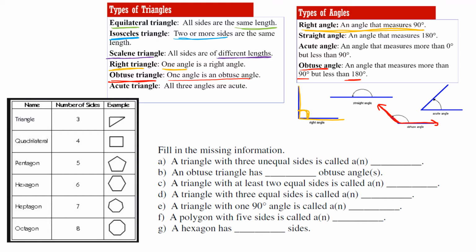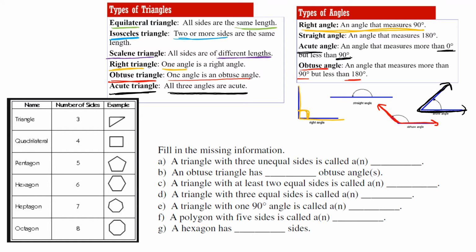And then we also can have an acute triangle. And I always remember this as a cutie, acute triangle. So an acute triangle is when all three angles are acute. And an acute angle means that it's more than 0 and less than 90. So our acute angles here are less than 90 and greater than 0.